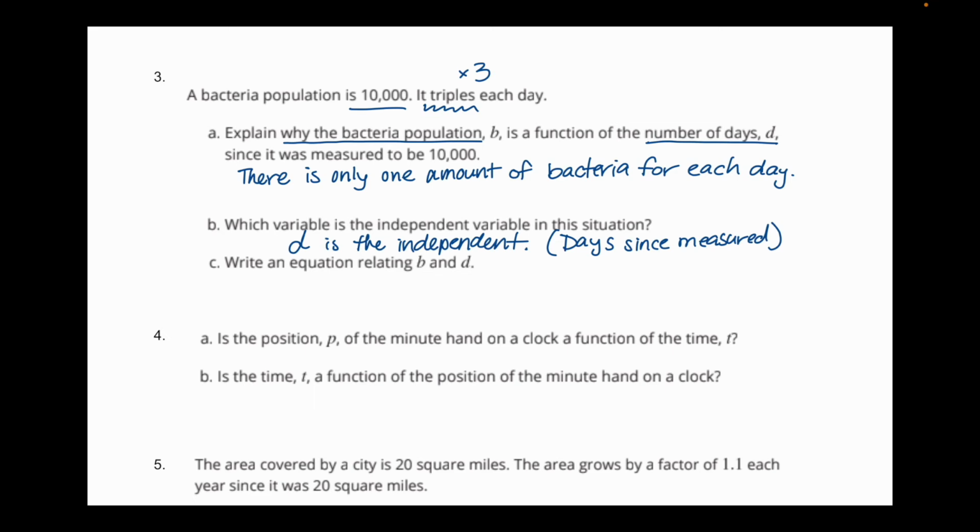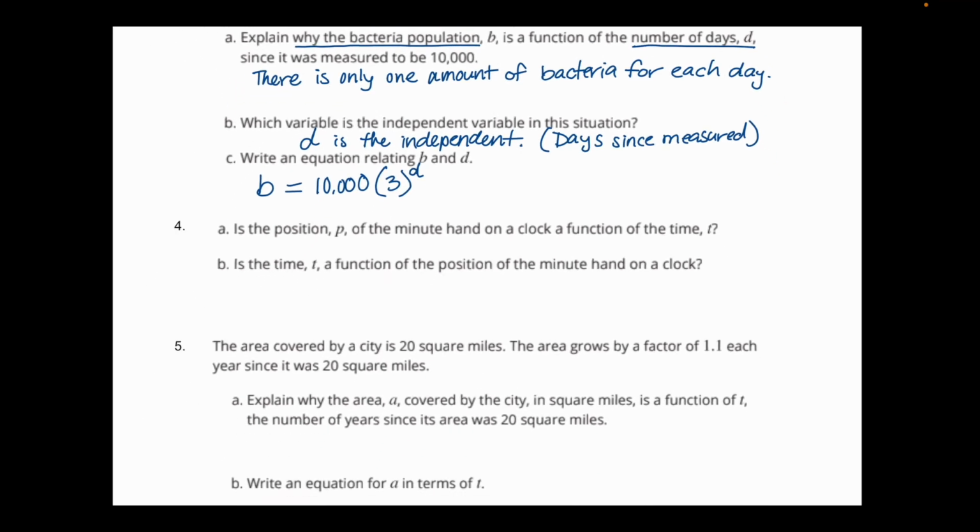And then they want us to write an equation relating B and D, the amount of bacteria. So I'm going to say the amount of bacteria, B, is going to be equal to my starting amount of bacteria, so 10,000, times my growth factor. If it's tripling, that's going to be 3, and that is going to be multiplied by 3 each day, so D as my exponent. And that's it for that question.